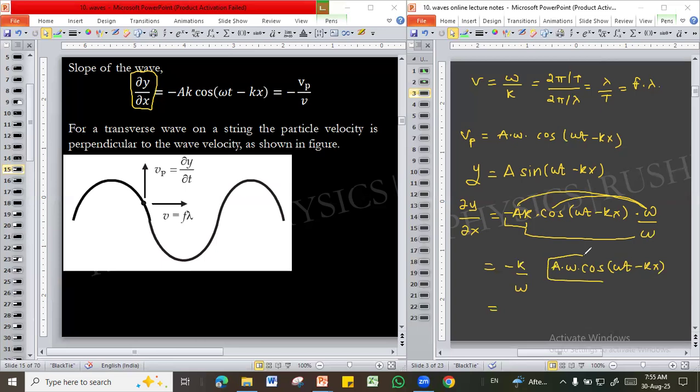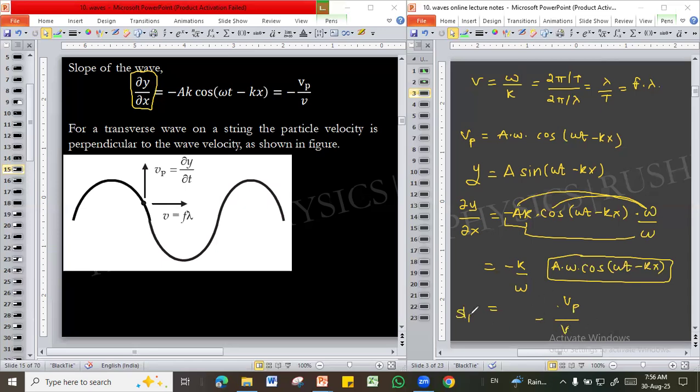What is this? Particle velocity, instantaneous particle velocity. Maximum particle velocity is A omega. Instantaneous particle velocity is A omega cos of (omega t minus kx). So this is your particle velocity. And what is omega upon k? Speed of the wave. So what will be k upon omega? 1 upon speed of the wave, and this minus sign as it is.